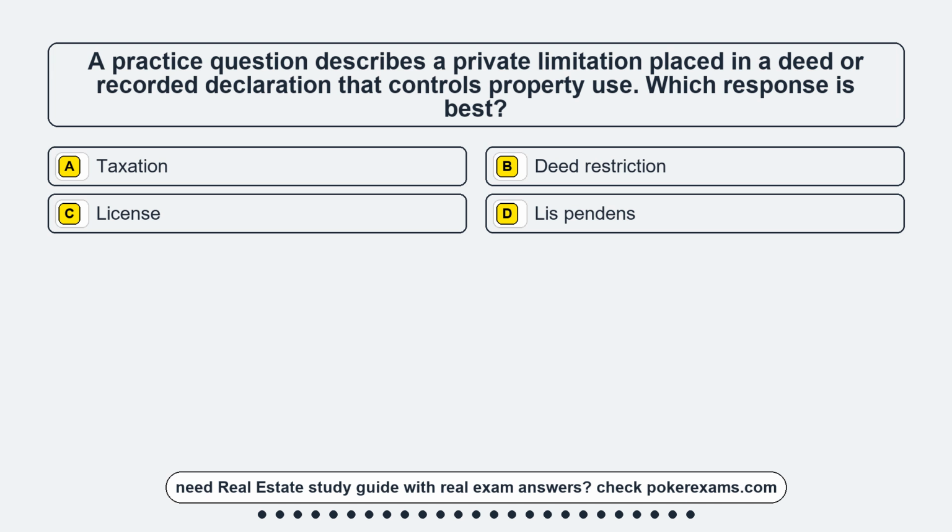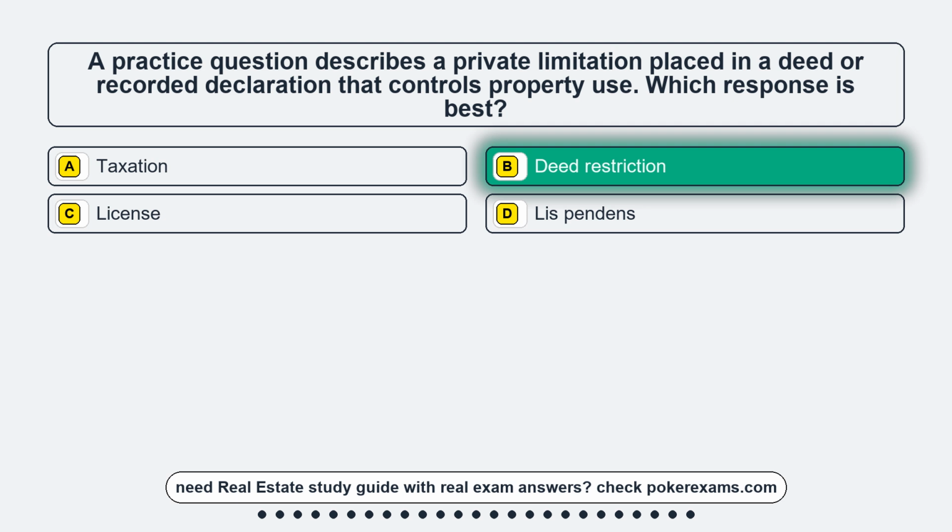Question 7. A practice question describes a private limitation placed in a deed or recorded declaration that controls property use. Which response is best? Option A. Taxation. Option B. Deed restriction. Option C. License. Option D. Lis pendens. The correct answer is option B.